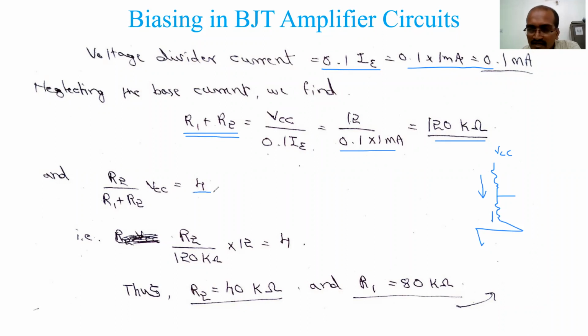So what is that equation? VB equals R2 by R1 plus R2 into VCC. We have used it in the analysis part. So now from this, R1 plus R2 is known, which is 120 kilo ohm. VCC is 12, and this VB is 4. Already I have substituted. R2 I can calculate easily, right?